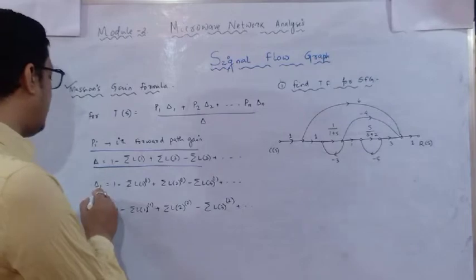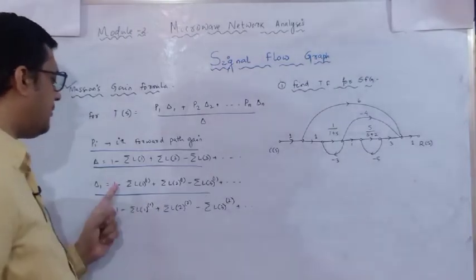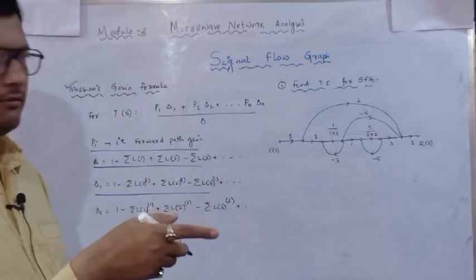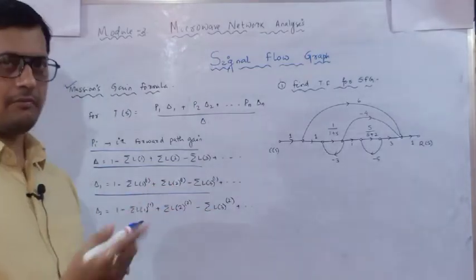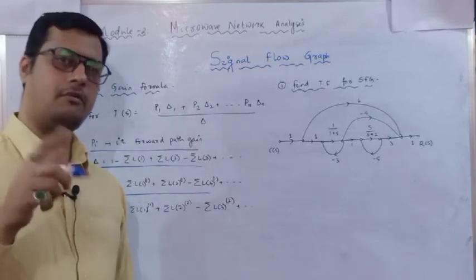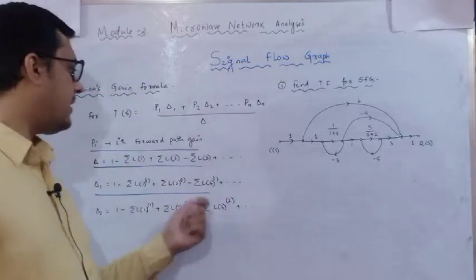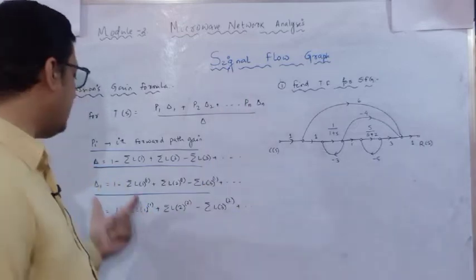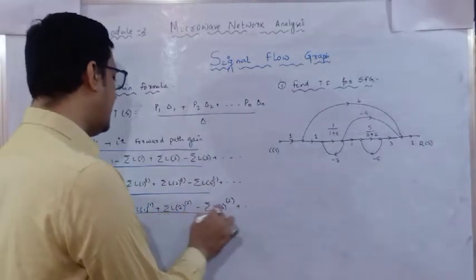Then what is our del 1? Del 1 is 1 minus, with respect to path 1, the non-touching loops we have to calculate. So it is summation of L1 with respect to 1 plus summation of L2 with respect to 1 minus summation of L3 with respect to 1, and so on. Similarly, del 2 also we can easily determine.